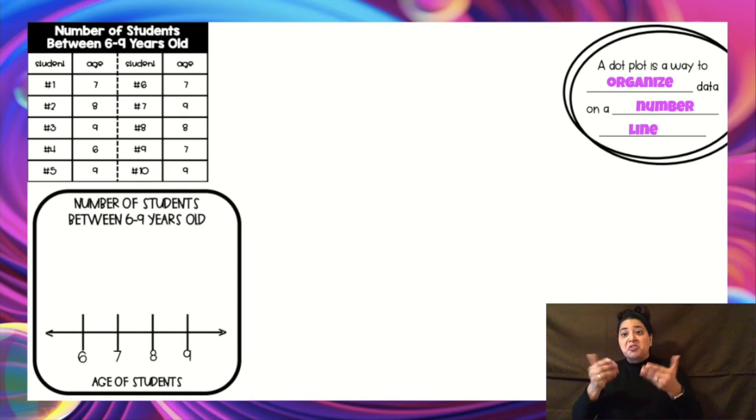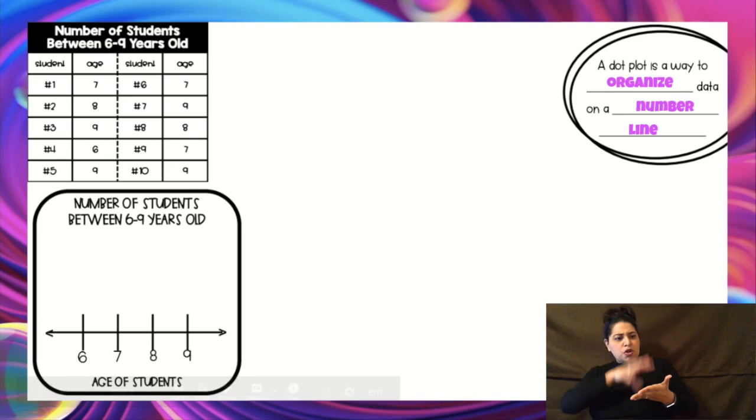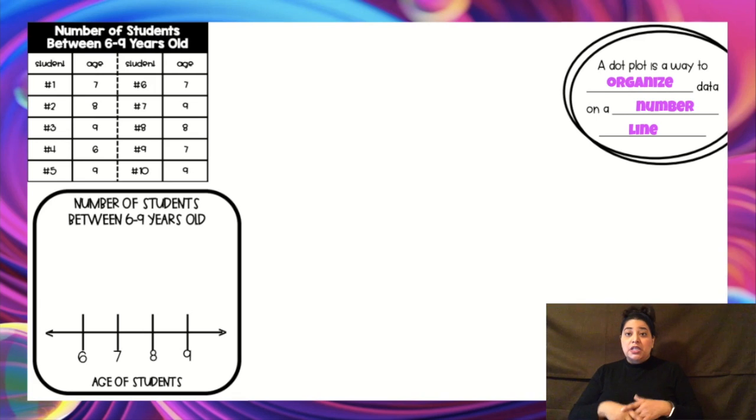So if we look at our number line, this is our number line down here on the bottom. It says the number of students between 6 to 9 years old. Okay, and then on the bottom, we have 6, 7, 8, and 9. That represents the ages of the students. So the first thing we're going to have to do is look at our frequency table, and we are going to have to identify the amount of children that are 6 years old.